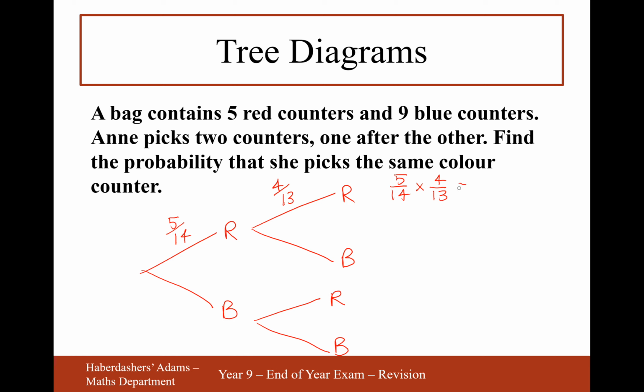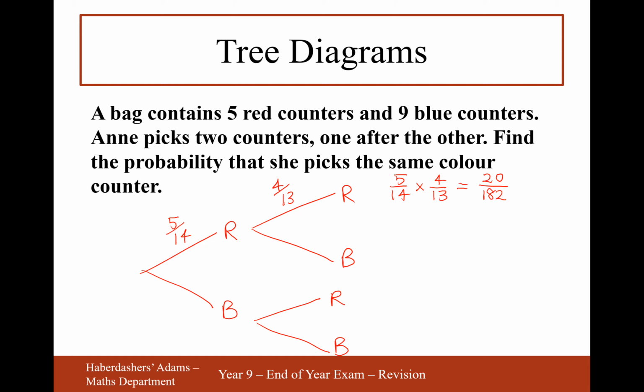Now, how do you multiply fractions? It's actually quite easy. You just do top times top and bottom times bottom. I'll just check that on the calculator. 14 times 13 will give me 182. Don't simplify it yet, because I'll bring in something else later on.